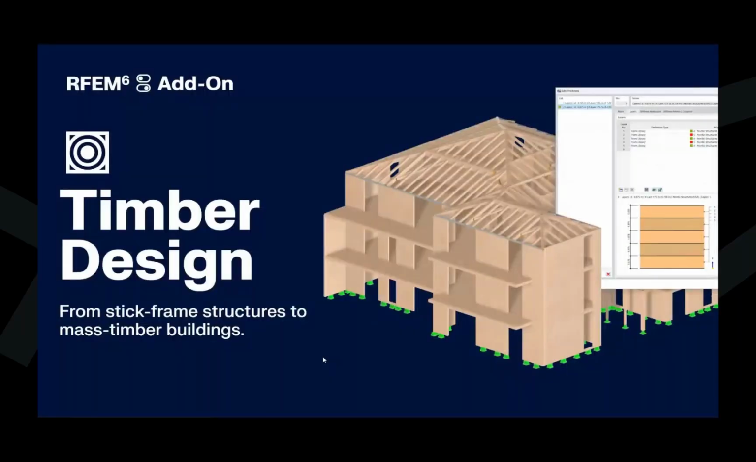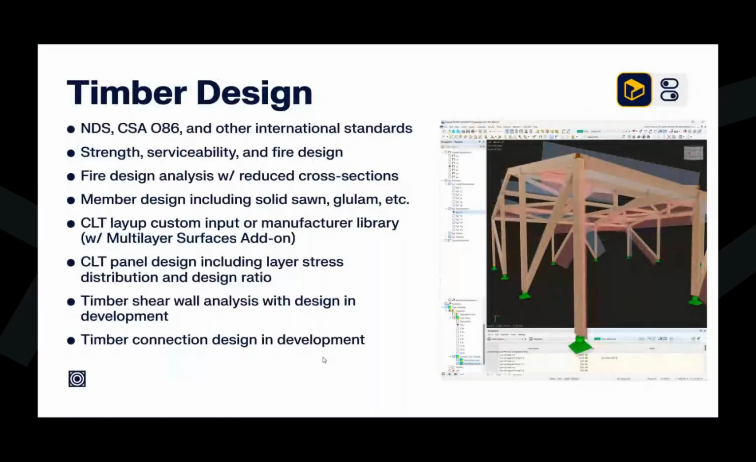So now we have timber design. We're moving a little bit more into the capabilities that are not available in all structural analysis programs. We have the ability to design everything from stick frame structures clear up to multi-story mass timber structures. The NDS and CSA O86 are included, as well as any other standard that we offer, where we will carry out the full strength, serviceability, and fire design of both members and CLT surfaces.